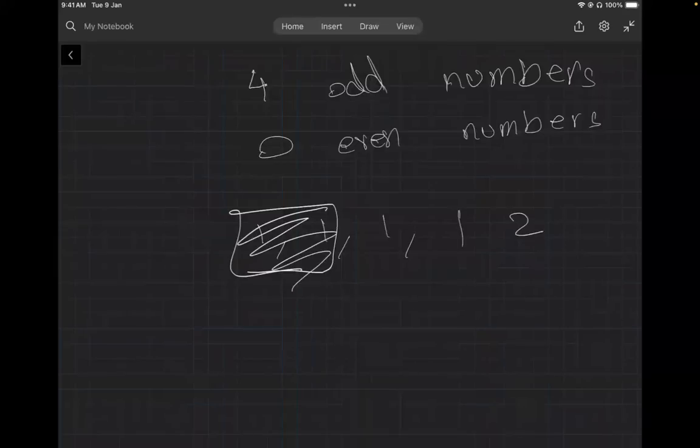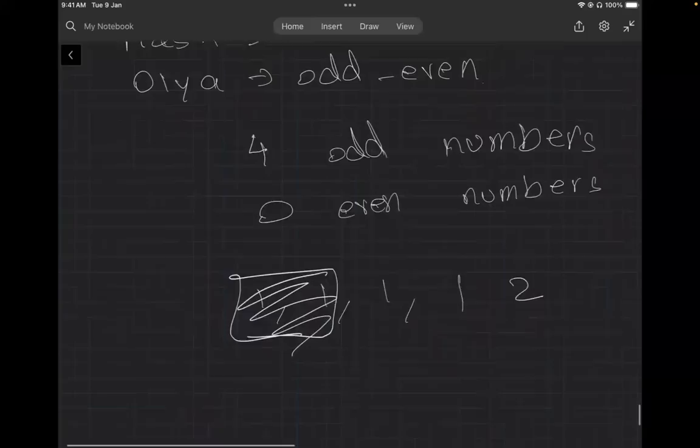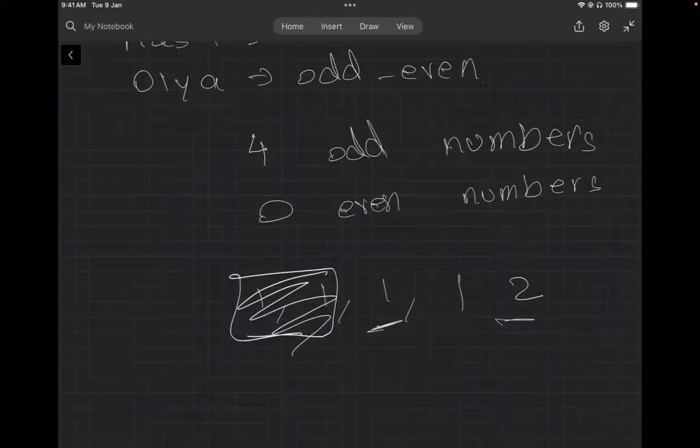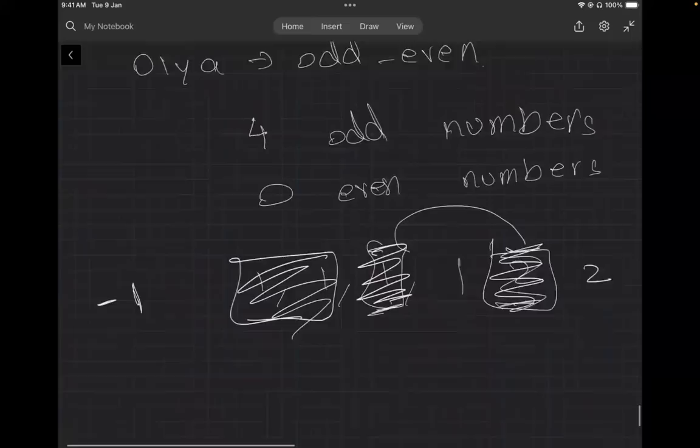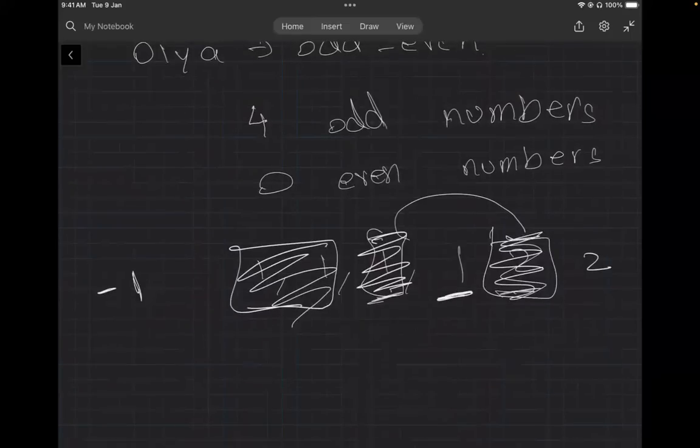Now then Olia will take one odd number, one even number. Then she will merge these two. So this will again become 2, the sum reduced by 1. Keep this in mind. And now there is one odd left and one even left. So we are forced to reduce the sum.